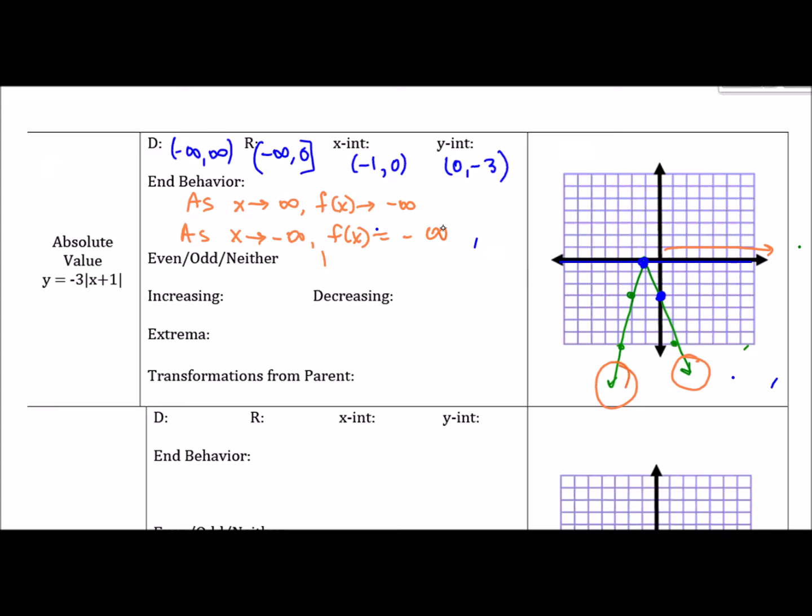Even, odd, or neither. If I cut this down that y-axis and tried to match them up, it would not match. If I put a pin in the middle and turn it 180 degrees, it would not match. So this guy is actually neither.